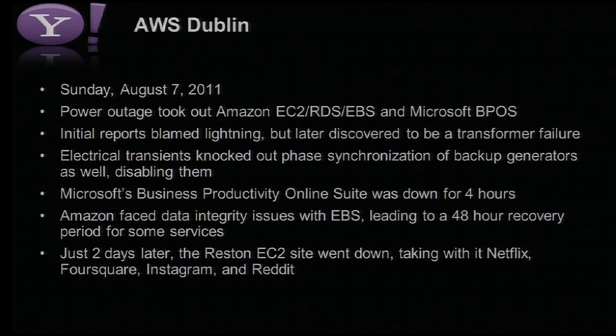AWS Dublin. Sunday, August 7th, 2011, a power outage took out Amazon and Microsoft just down the road in Dublin. The initial reports blamed lightning. It was later discovered to be a transformer explosion. The transients, though, knocked out parts of the backup system, which basically knocked the generators offline. Not there when you needed them.